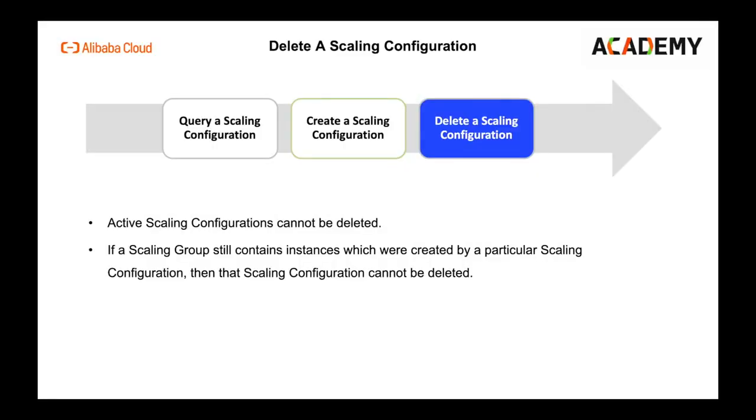Of course, if you need to, you can also delete a scaling configuration. However, there are two requirements you have to meet before you can delete a scaling configuration. Number one, the scaling configuration cannot be active. And number two, the scaling group cannot contain instances which were created by the scaling configuration that you want to delete. So if our scaling group has two ECS instances in it that were created from the current scaling configuration, first I need to remove those instances. Then I can disable the scaling configuration, and then finally, once it's disabled, I'll be able to delete it.